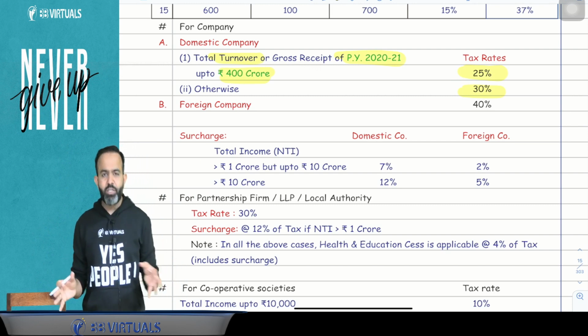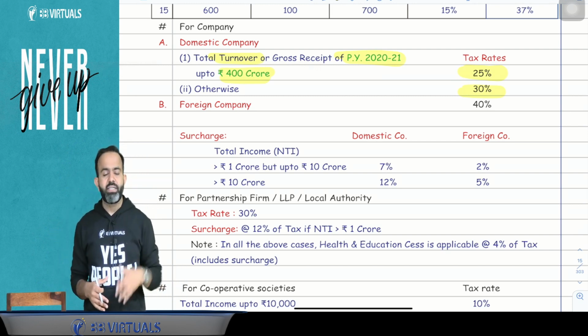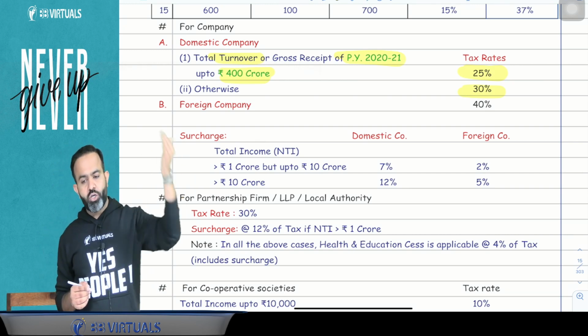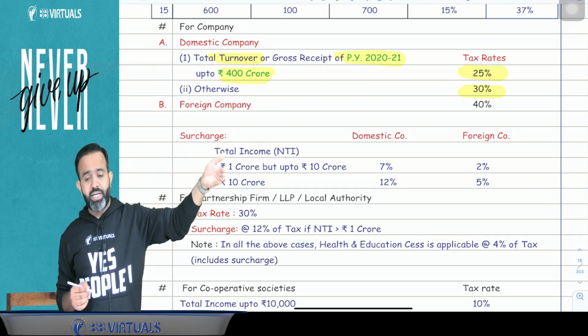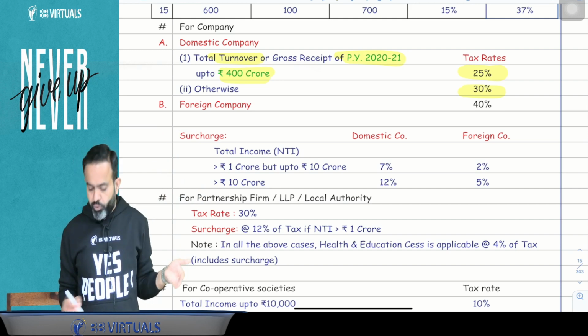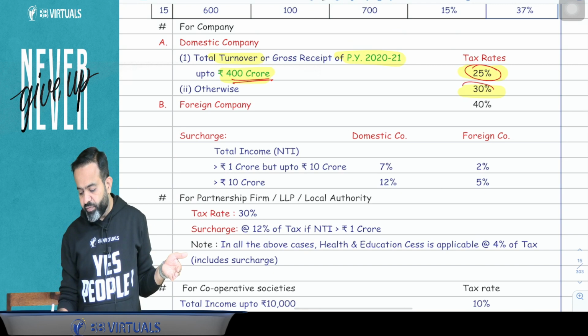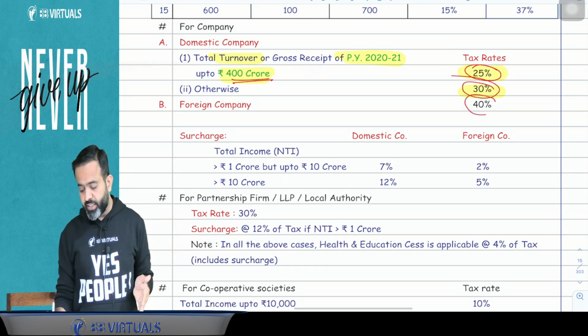So what I am saying is that normally in case of domestic company, your tax rate is 30%. But if your total turnover or gross receipt for the previous year 2021 is up to 400 crore, meaning not more than 400 crore, then your tax rate will be 25%. In case of foreign company, your tax rate is 40%.